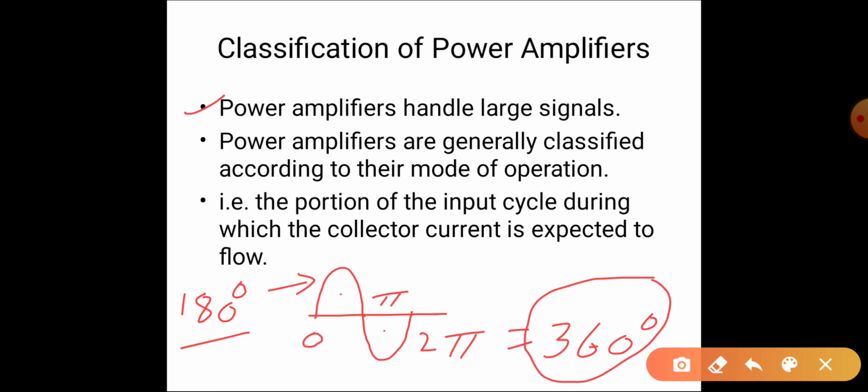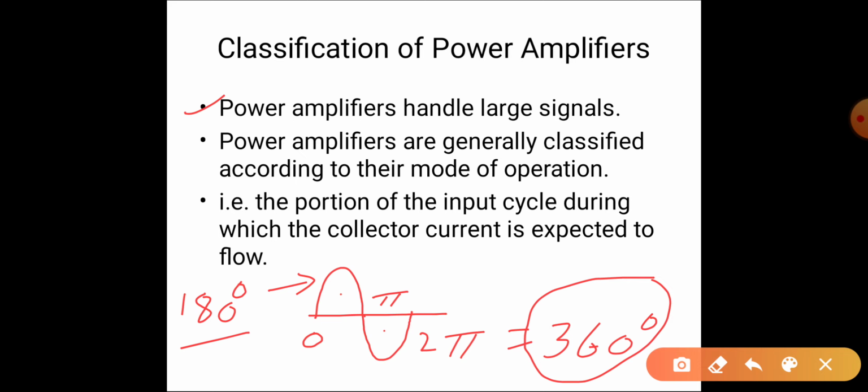input cycle. So for whichever part of the input cycle the collector current flows, means what? The full 360 degrees part or half part, that is 180 degrees, or another. Depending upon that we are going to classify the power amplifiers into different classes. So we'll see how exactly we are going to classify the power amplifiers.